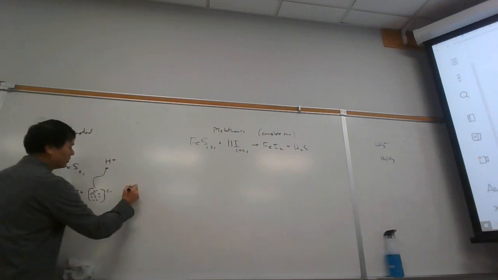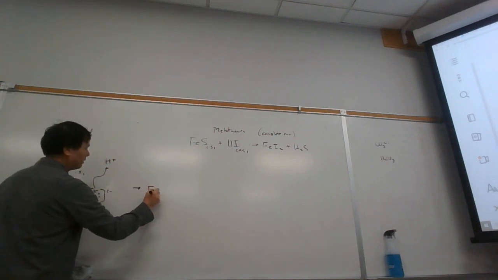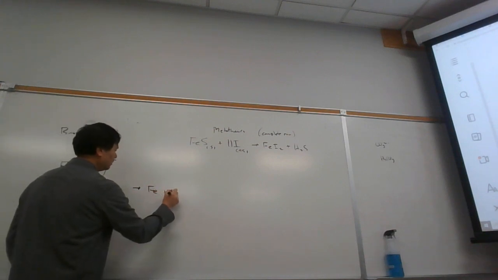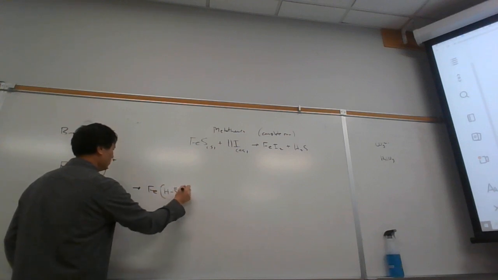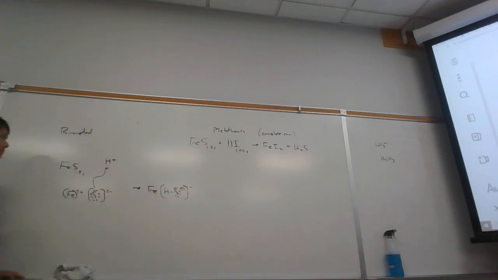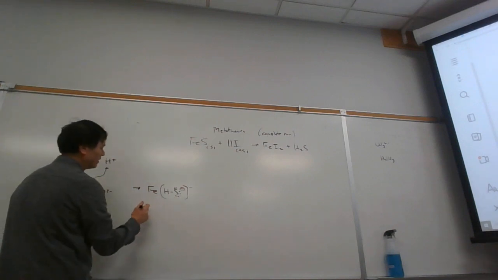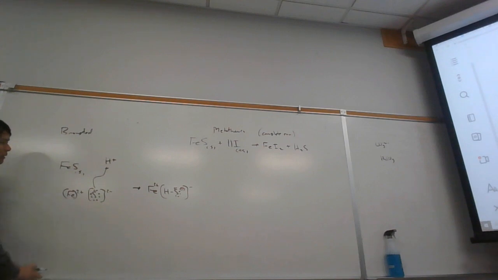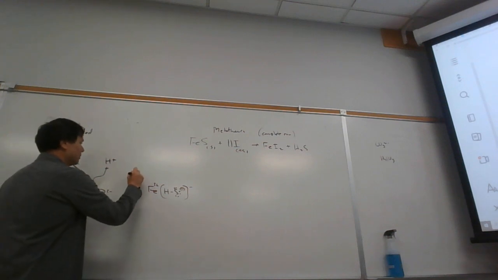When that happens, we're going to make FeHS minus. So this would be partial reaction. The hydrogen sulfide is going to make this more soluble, so we're not creating the sulfide, but neutralizing the sulfide to hydrogen sulfide. And so we do one step at a time.